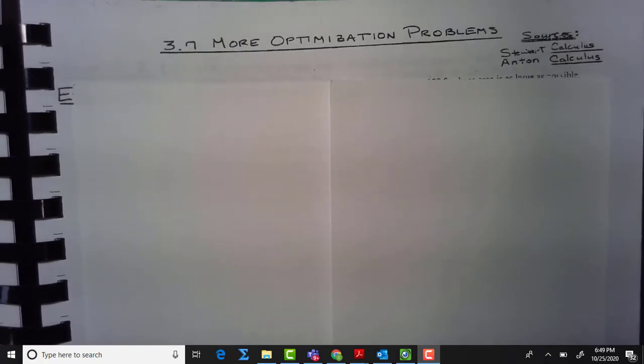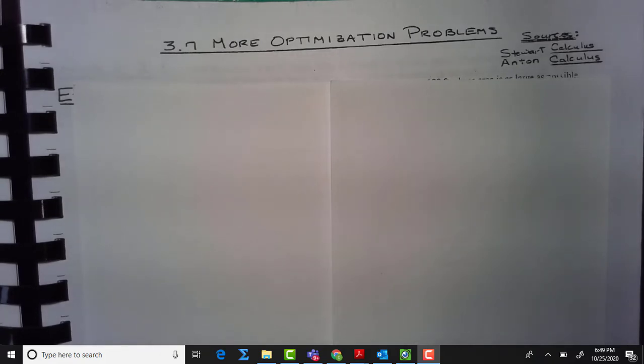Section 3.7, Optimization Problems. When we talk about optimization in calculus, we are talking about maximizing the volume, minimizing the cost, minimizing the amount of materials used, maximizing the mileage, things of that nature.